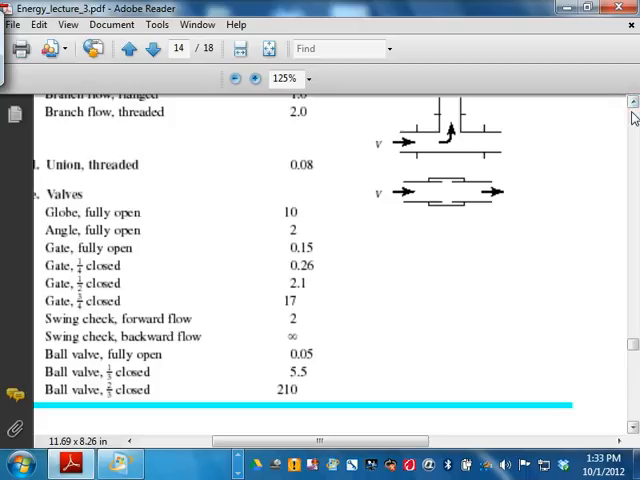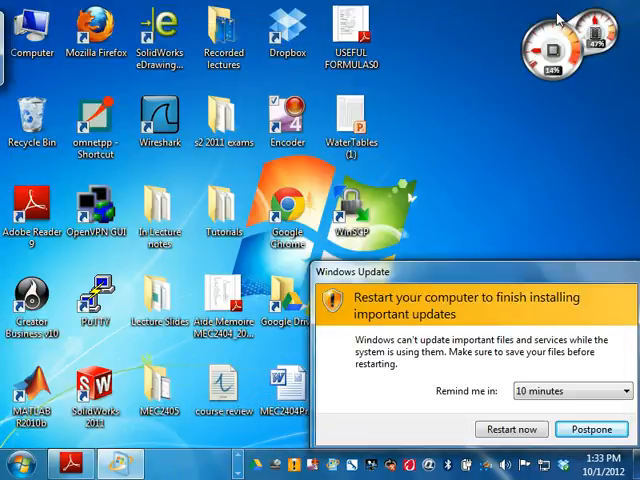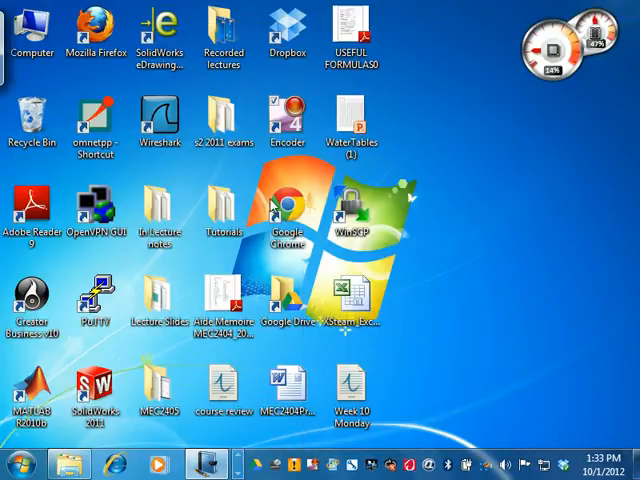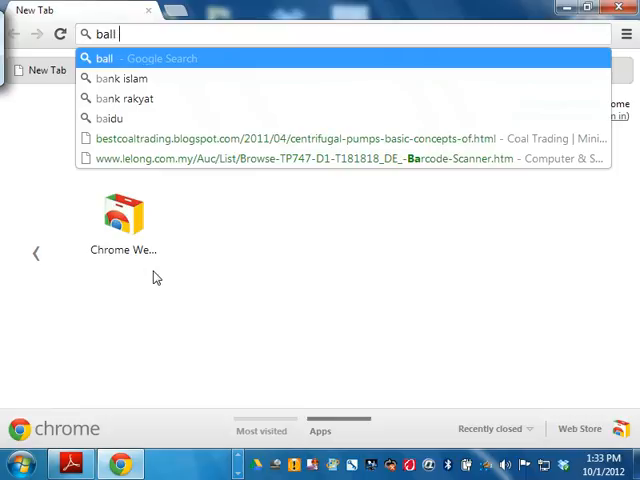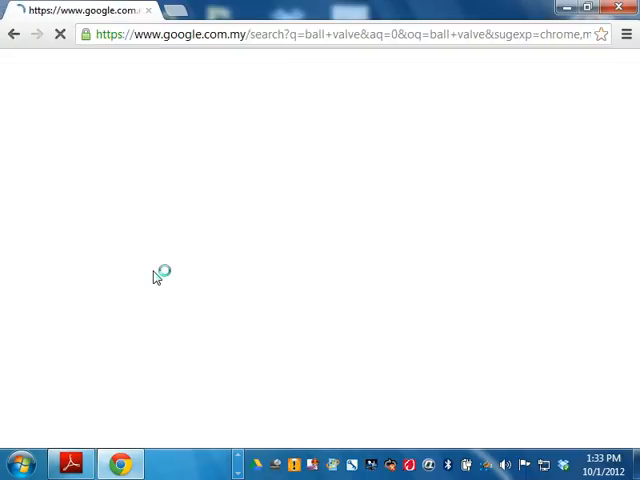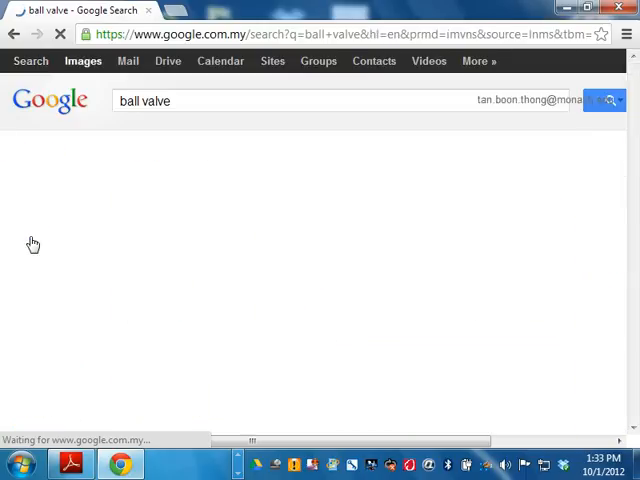And then all the different types of valves. Ball valve, when it's fully open, is the lowest. Do you see what a ball valve is? Does everybody know what a ball valve is or not? Okay, a ball valve looks like this.